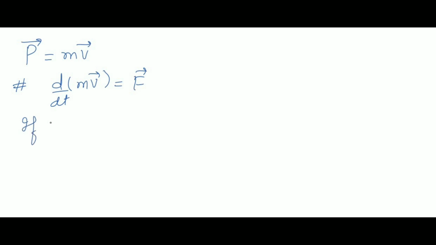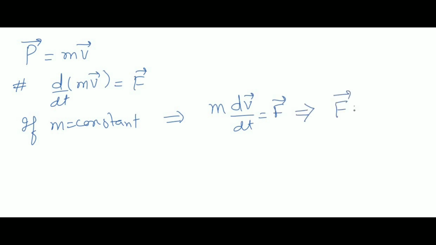If mass is constant, then we can take it out of the derivative, so this equation implies m dv by dt is equal to the net force. This implies that force is equal to mass into acceleration. This equation is true only when mass is constant. If mass is variable, then there will be an extra term, plus v vector dm by dt, how the mass is changing with respect to time. So if mass is constant, then force is given by F is equal to m a vector.